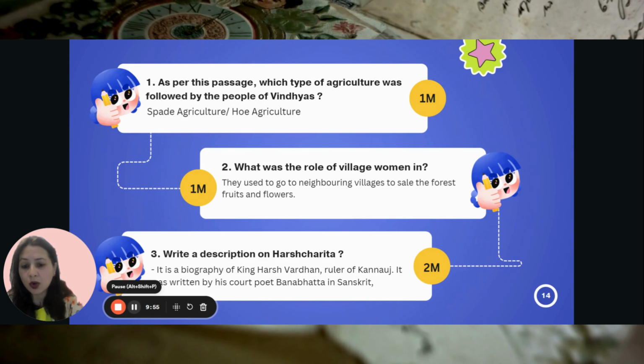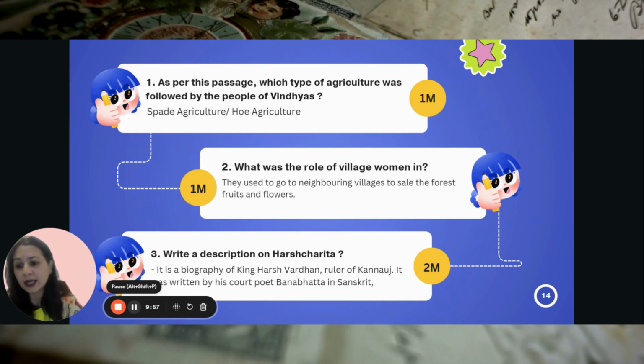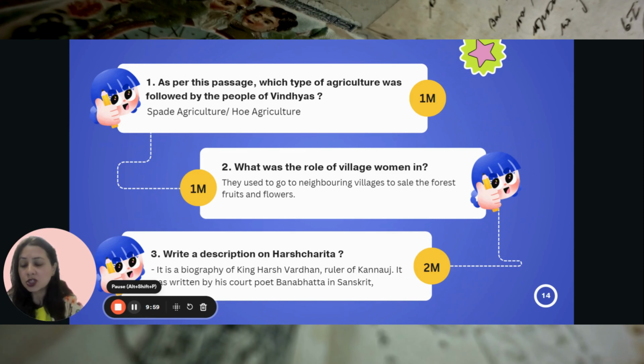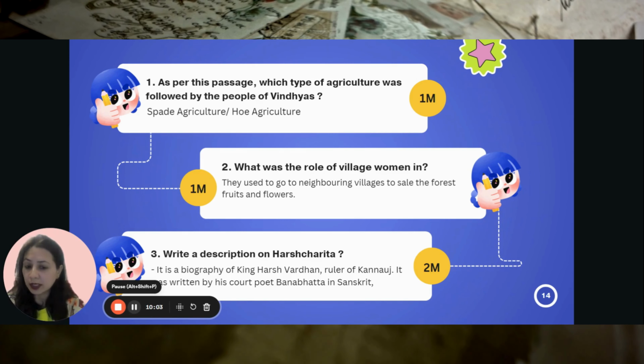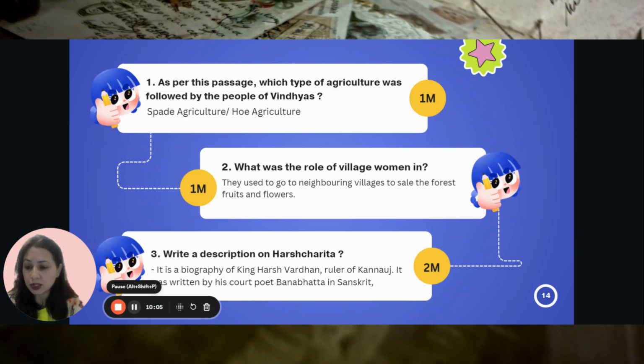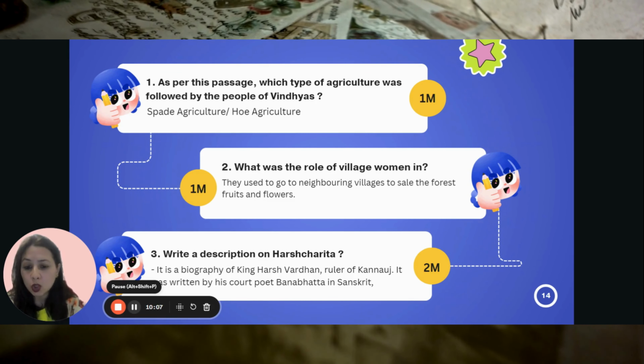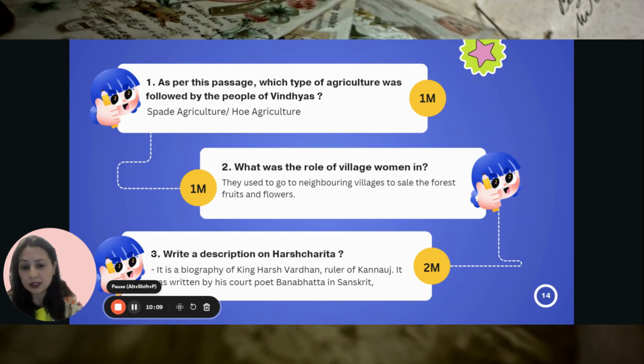Write a description on Harsha Charitra. Again, indirect question. So, Harsha Charitra, it is the biography of King Harshvardhan, who was the ruler of Kannauj, and it was written down by his court poet Ban Bhatt in Sanskrit.